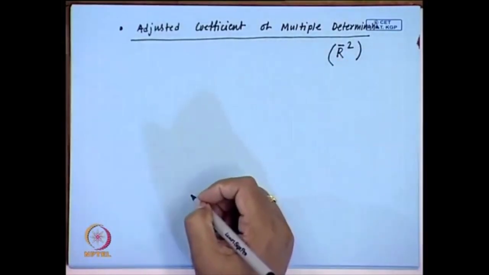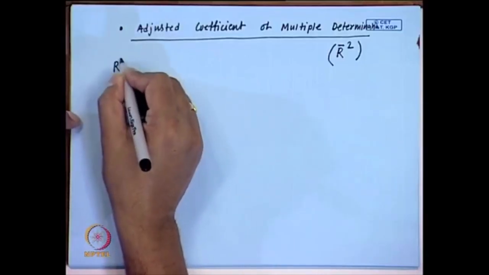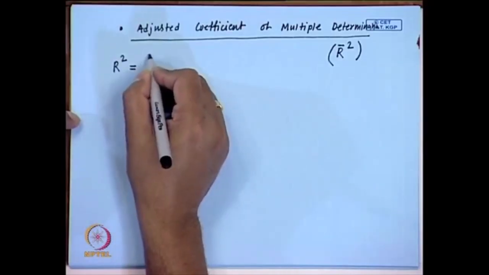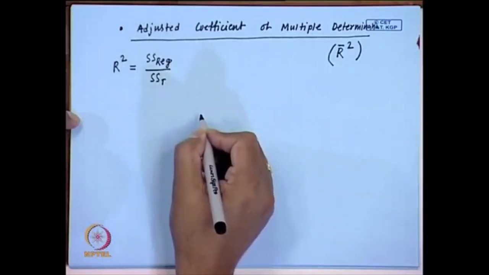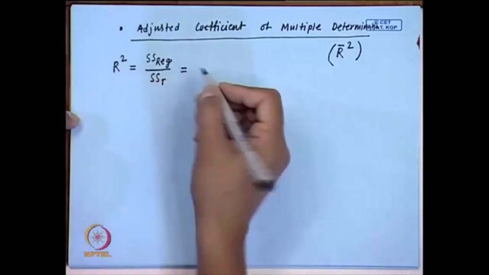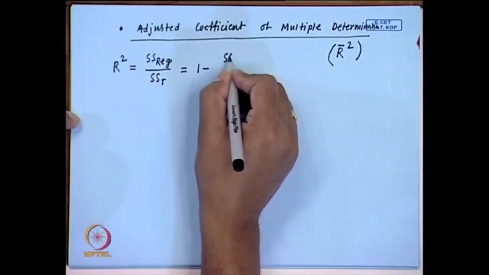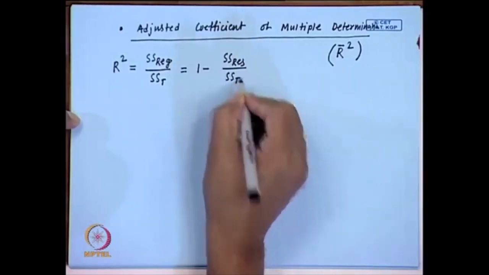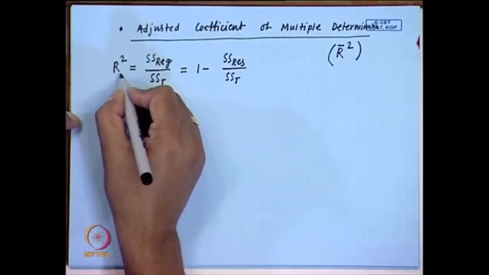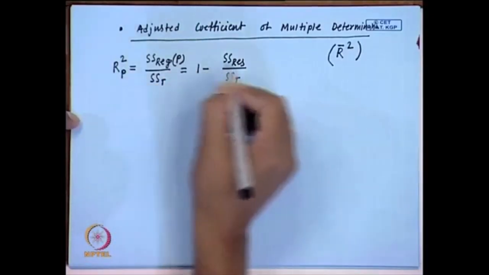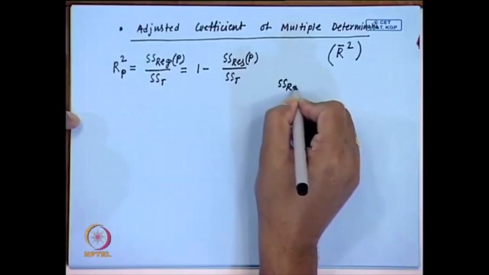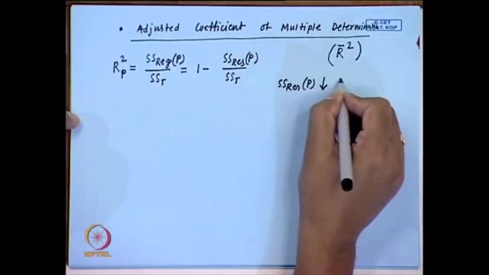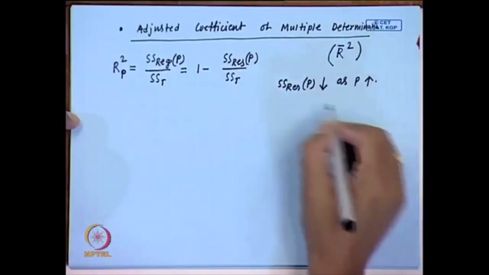Well, so let me just recall R square. R square is the coefficient of multiple determination, which is equal to SS regression by SS total, and this one is equal to 1 minus SS residual by SST. Now, if I say that this R square is associated with the model which involves p minus 1 regressors, then I will put p here, and here. Now, what we know is that SS residual p always decreases as p increases.